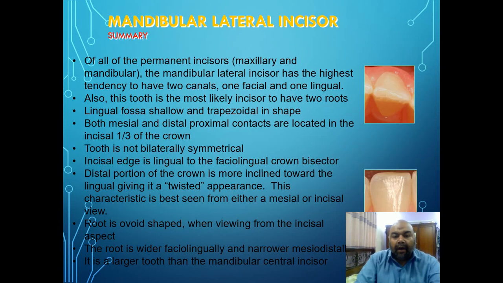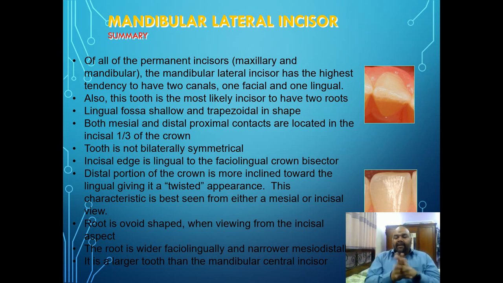So this is a summary of the take-home messages of the mandibular lateral incisor. Of all the permanent incisors, the mandibular incisor has the highest tendency to have two canals, one facial and one lingual, and it also has the highest tendency to have two roots. And if there are two roots, there will be the facial root as well as the lingual root. The lingual fossa is shallow and it is trapezoidal in shape.